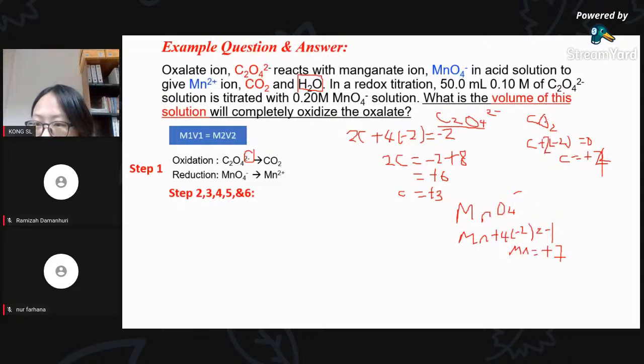Jadi madam tu lupa 2 kat sini, be careful, okay, 2 kat sini. So C plus 2 negative 2 equal to 0, C is equal to positive 4. Senang buat salah. Okay, senang buat salah. Jadi berhati-hati. So nampak tak?